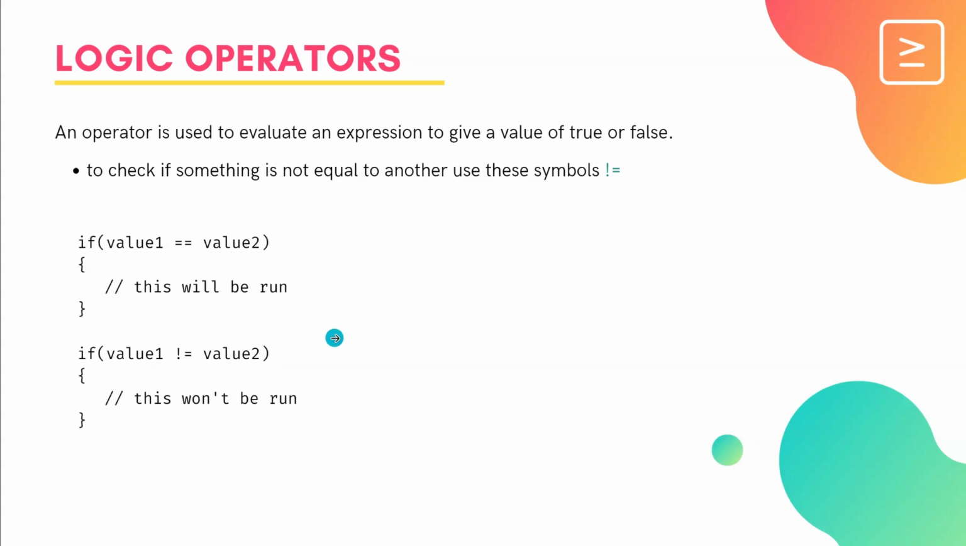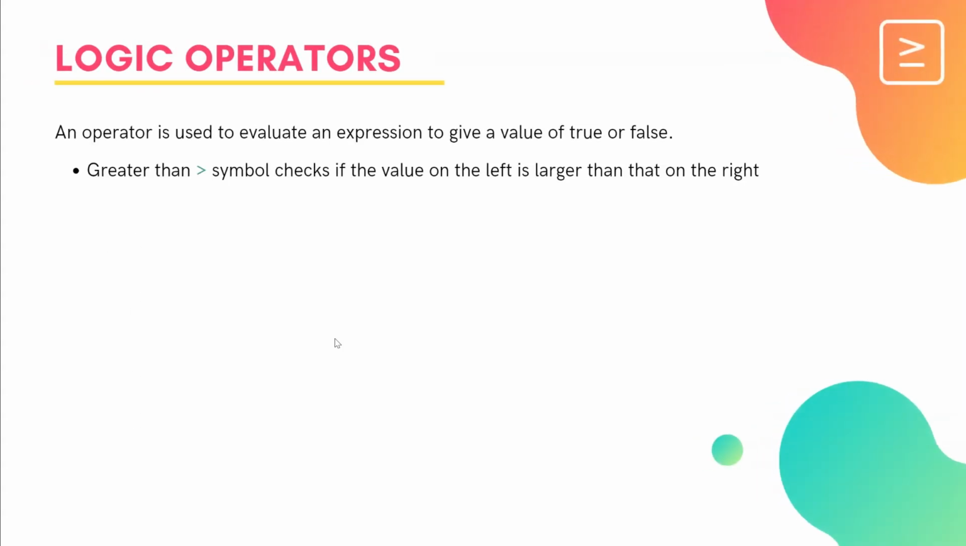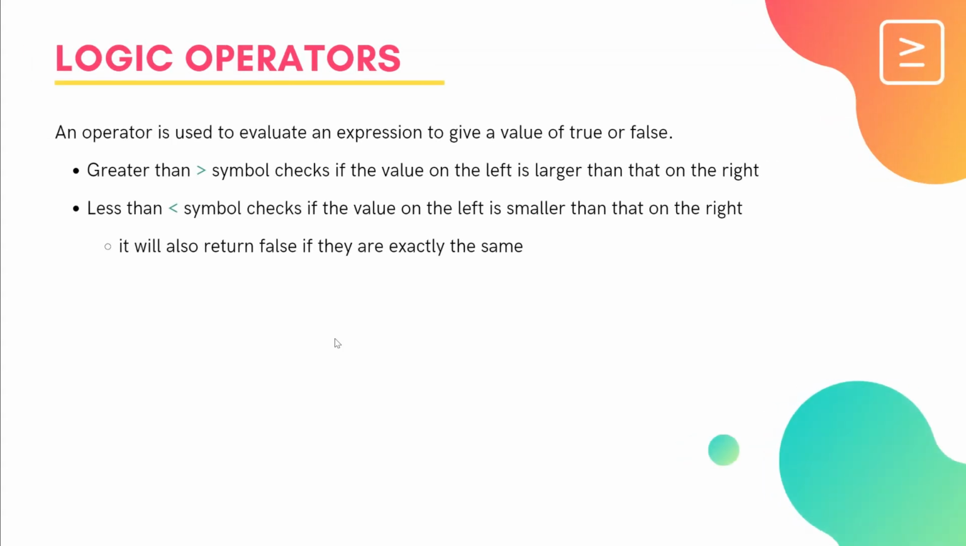That "not" thing trips you up when you're trying to explain it, but hopefully it's intuitive enough for you to understand. We can also use, and you will use this a lot, the greater than symbol. So this simply checks if the number on the left is larger than the number on the right. We can use the less than symbol to check if the value on the left is smaller than the value on the right, and it will return false if they are exactly the same.